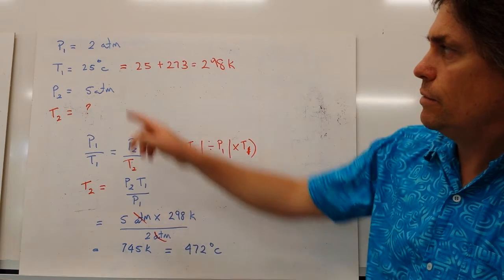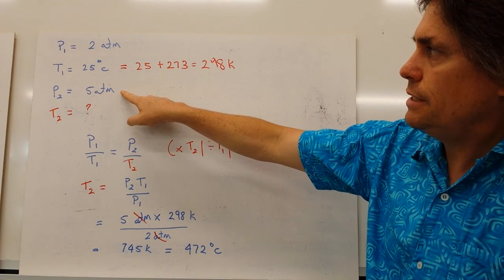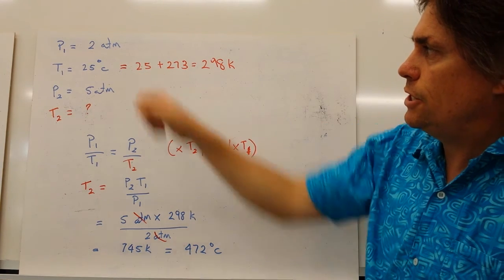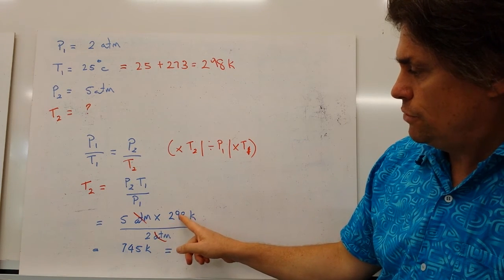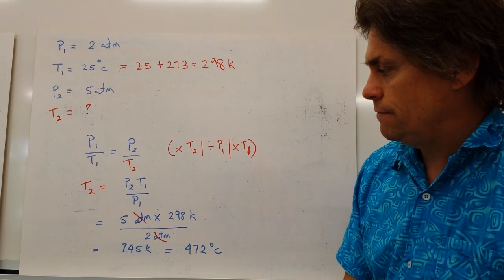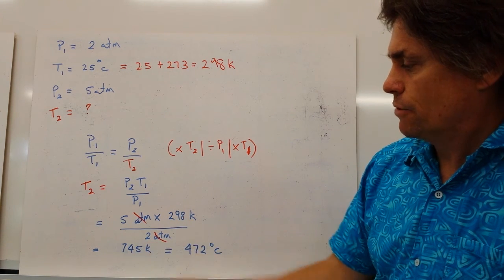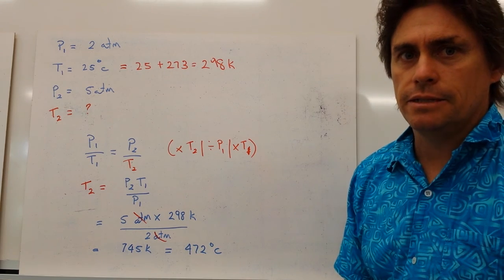So we always ask the question, does this answer make sense? Well, let's look at it. We're going from 2 atmospheres to 5, so we're increasing the pressure by a factor of 2.5. Therefore, our temperature should go up by that factor as well. So we're going from 298 to 745, which if we did a quick calculation, we would find has indeed increased by a factor of 2.5. So this number does make sense to us.